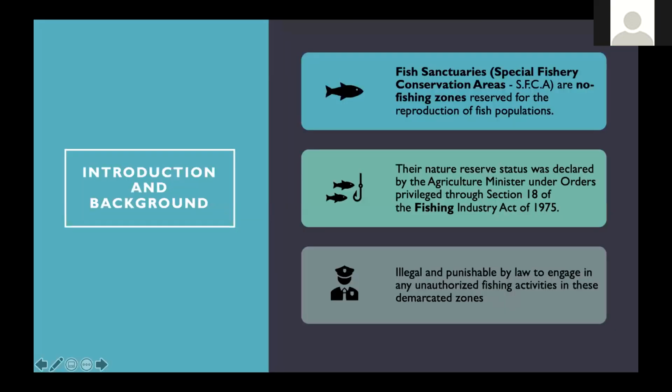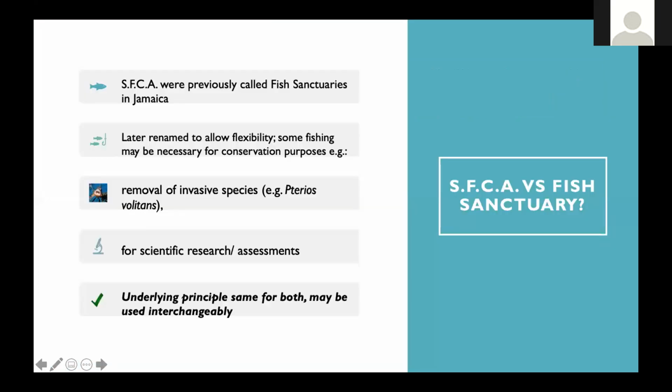And I'll begin straight away with a brief intro and background. So special fishery conservation areas, what are these? These are no fishing zones or areas reserved for the reproduction of fish population. And specifically with regard to Jamaica, the nature reserve status is declared under Section 18 of the Fishing Industry Act, and that makes it illegal and punishable by law to engage in any unauthorized fishing in these areas.